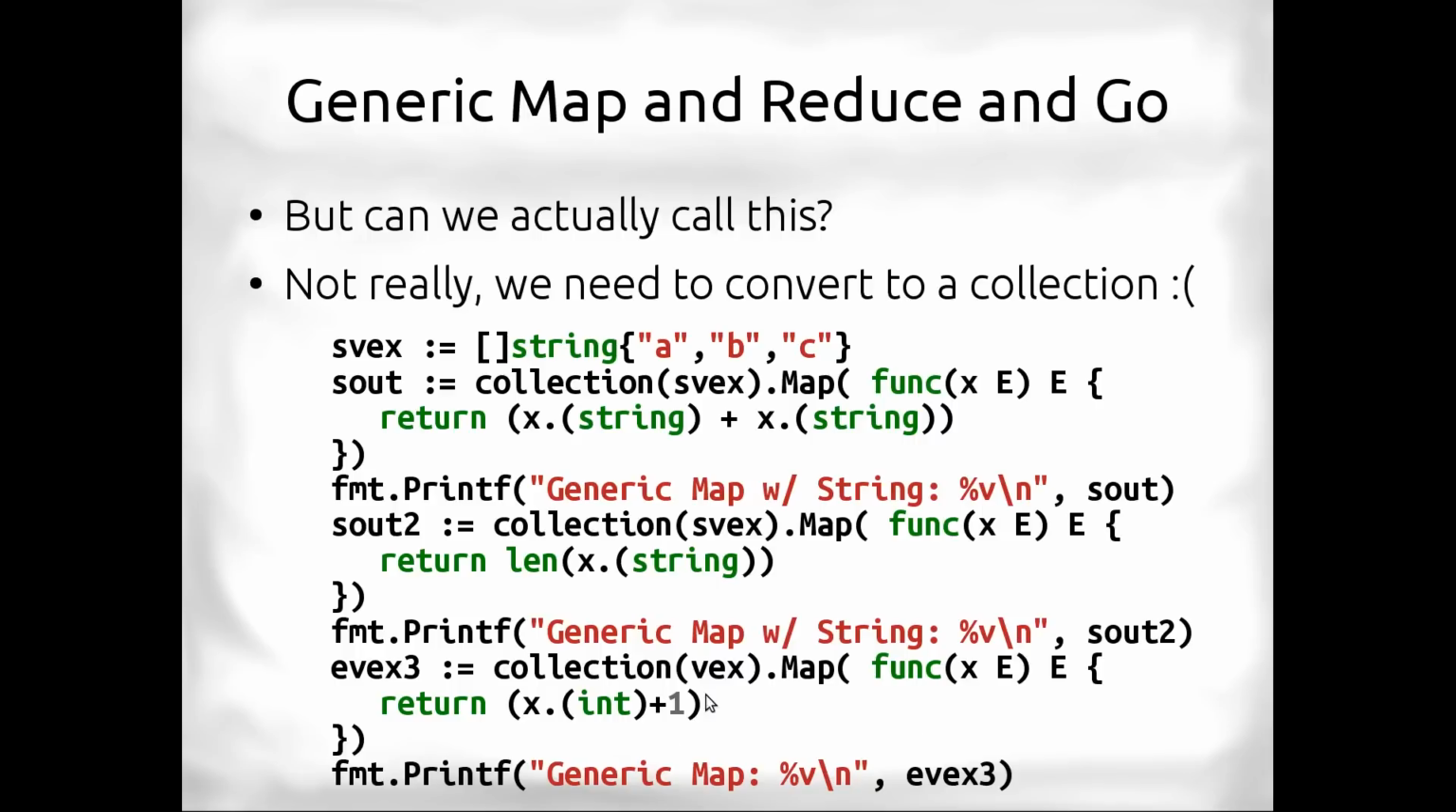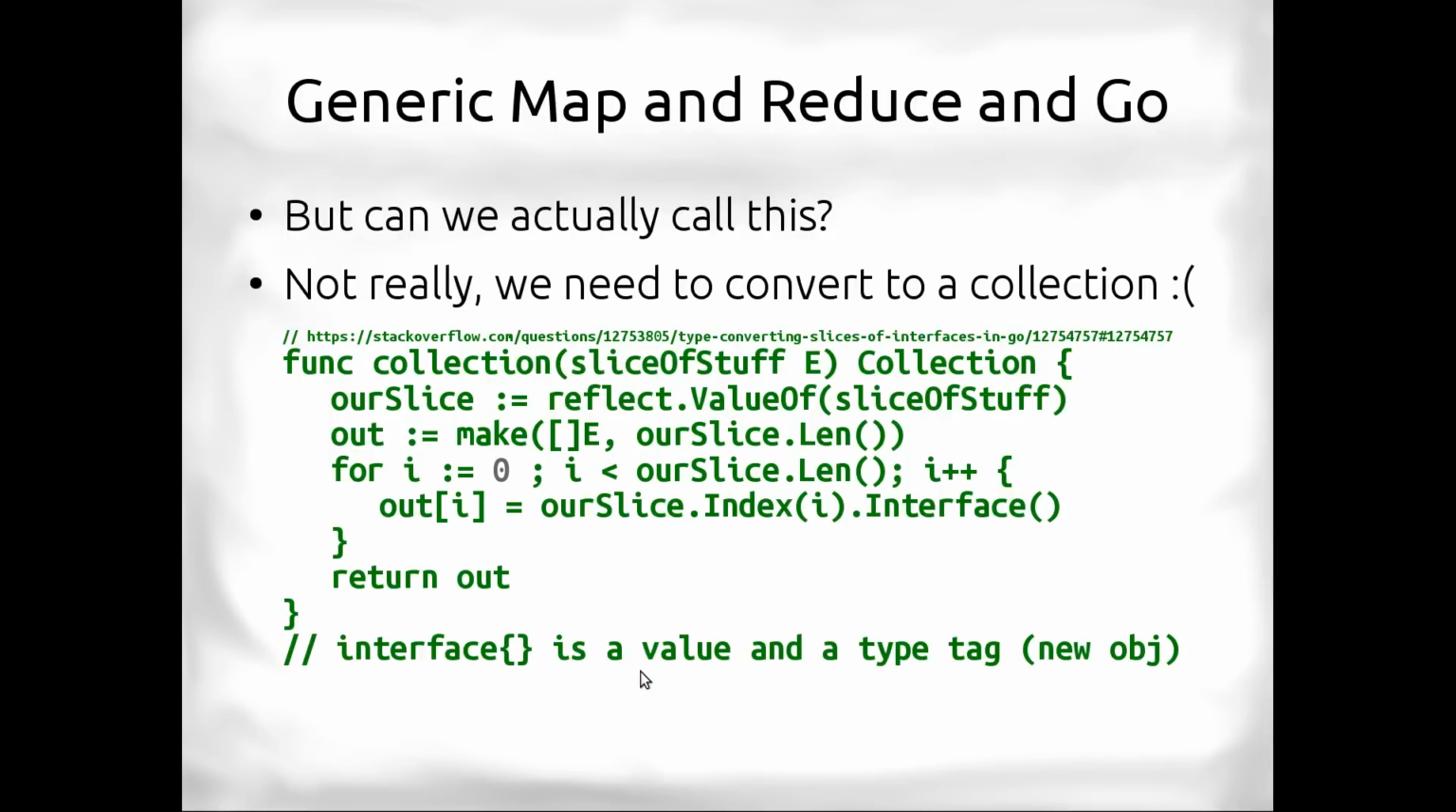We can do the same thing with our ints as long as we cast them. But we need to convert them, unfortunately. We need to convert them to a collection, a slice of blank interfaces. How do we do this? Well, I found this Stack Overflow post that was very helpful, and this is a simplified version of it. We use the reflect module.